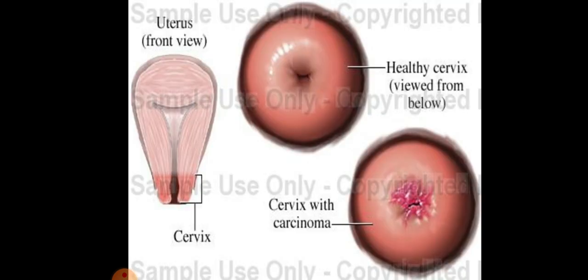This is the gross depiction of how growth of the cervix appears. As you can see in the first figure, the uterus is shown, and usually the growth appears in the lower part of the cervix. In the second figure there is a healthy cervix viewed from below, and a cervix with carcinoma, in which you can see the central reddish area, which is the growth.